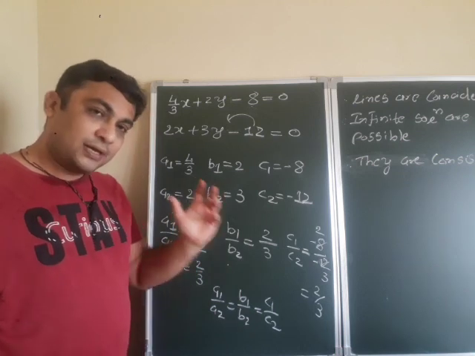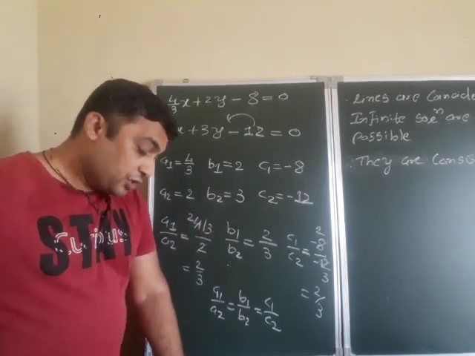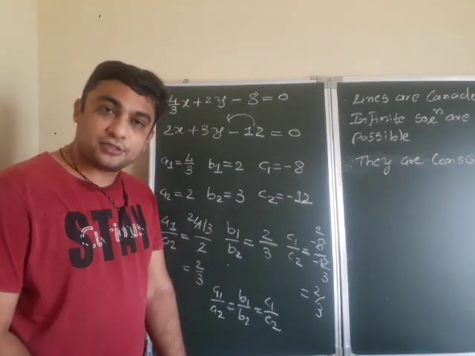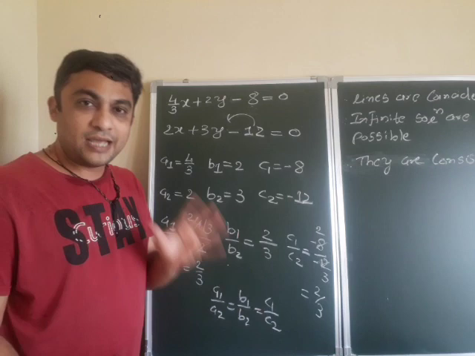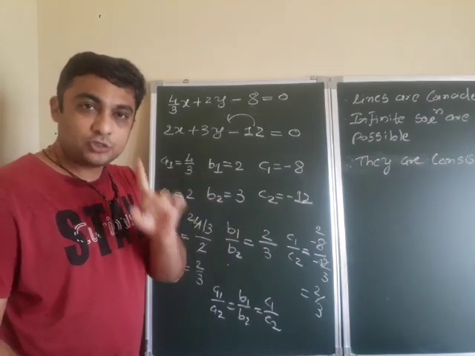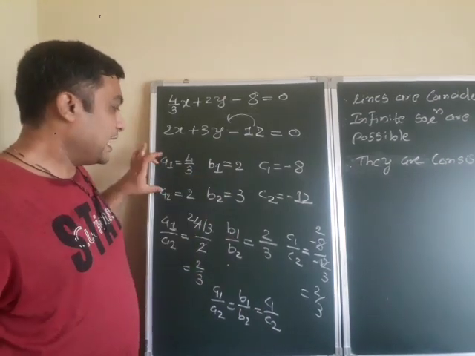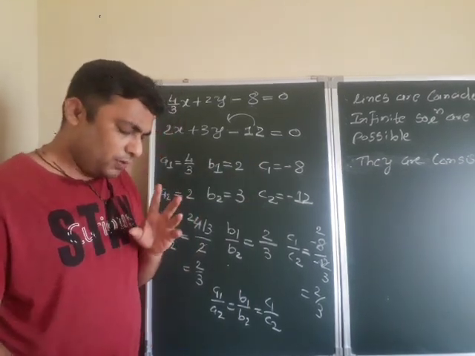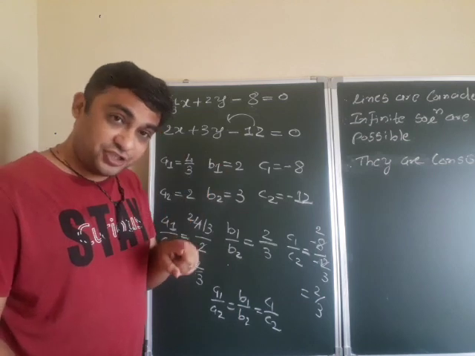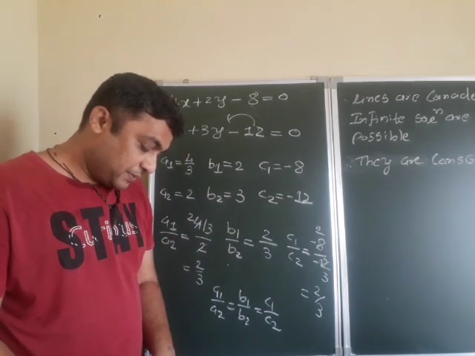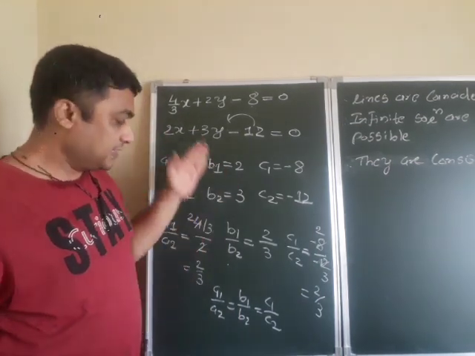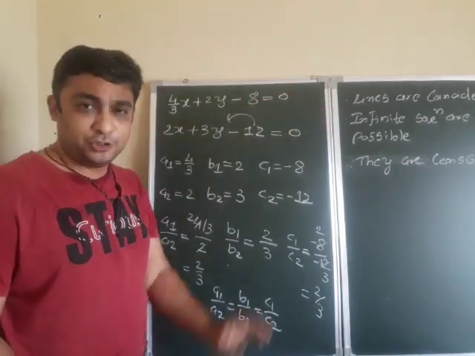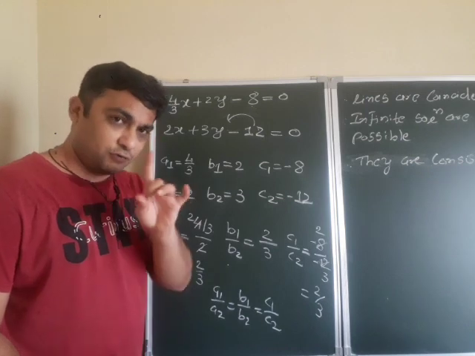Example number 4. Let me read the question. Which of the following pairs of linear equations are consistent or inconsistent? Here again, same process. We have to check whether they are consistent or inconsistent. So same process, a1 by a2, b1 by b2 and c1 by c2. But if consistent, then obtain the solutions graphically. It means if they are consistent, we have to find the solutions graphically. Okay, so one more step.